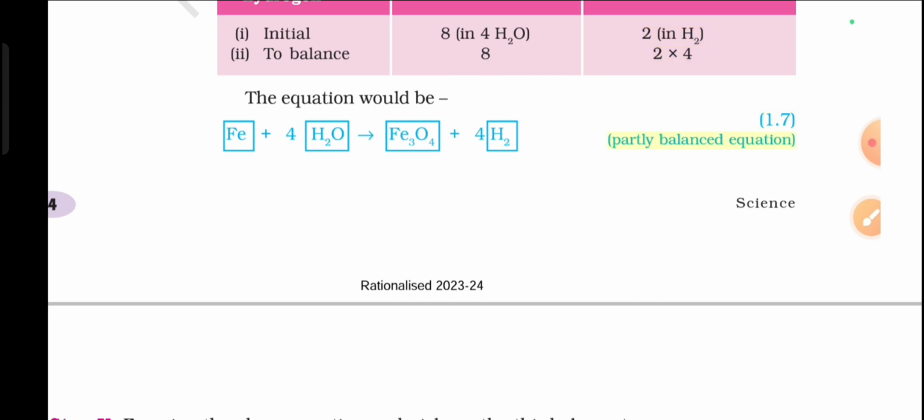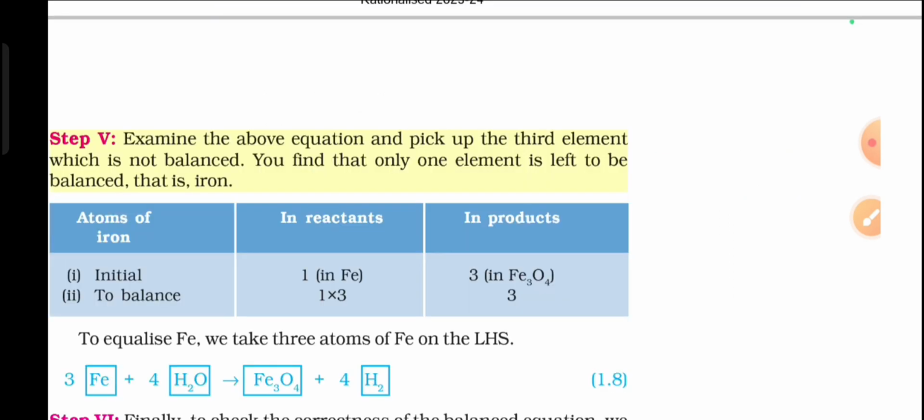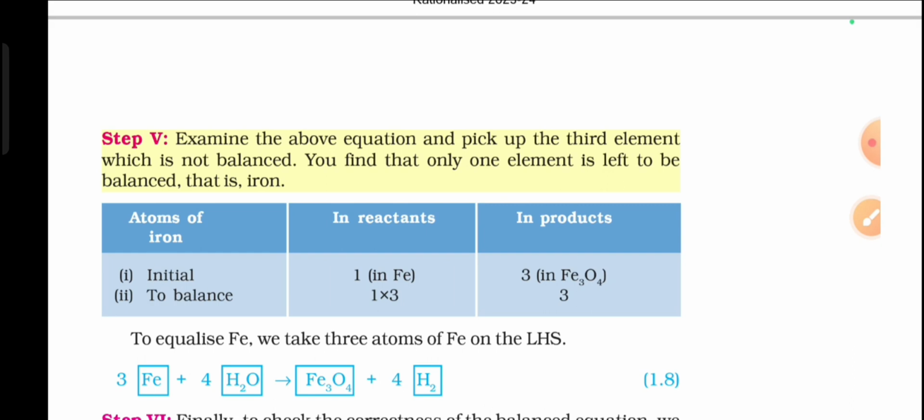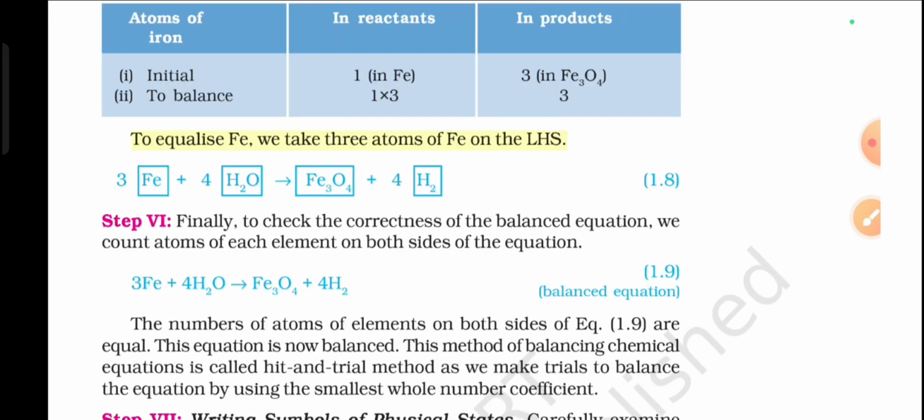Partly balanced equation. Step V. Examine the above equation and pick up the third element which is not balanced. You find that only one element is left to be balanced, that is, iron. Atoms of iron: in reactants, 1 in Fe; in products, 3 in Fe3O4. To equalize Fe, we take 3 atoms of Fe on the LHS. 3Fe + 4H2O → Fe3O4 + 4H2.